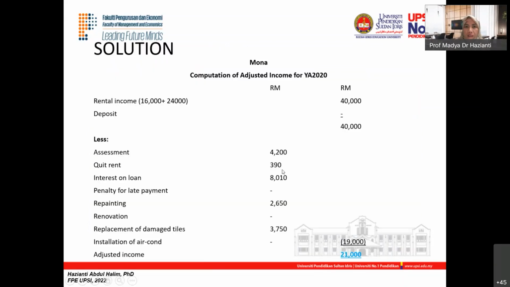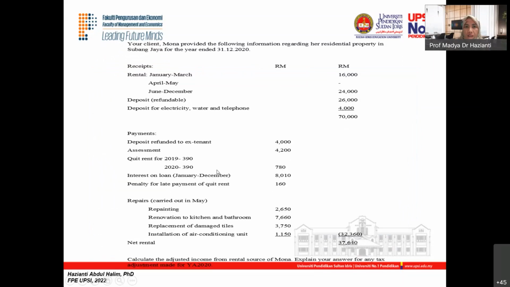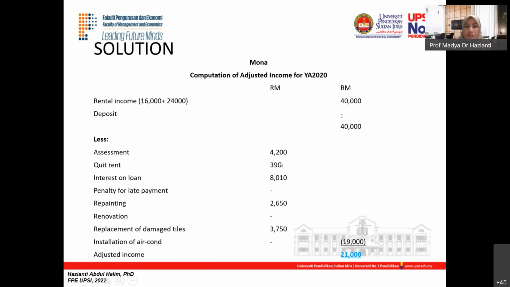Assessment dia masuk. Okay, quit rent. Nampak quit rent? Dia bayar untuk 2 tahun kan? 2019 and 2020. Sekarang kita tengah buat for 2020. Walaupun regardless she spent 780 for quit rent, we can only deduct 390 for year assessment 2020. Whatever belongs to that particular year. Ini expenses. So kita tak boleh ambil 780. We can only take 390. This is assessment for year 2020.